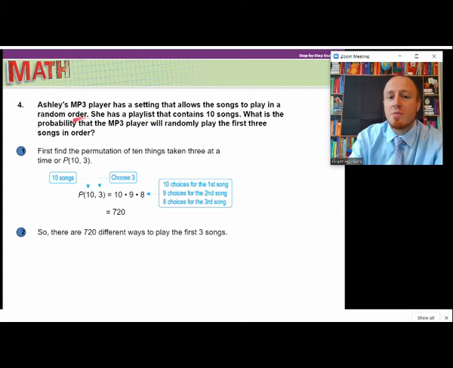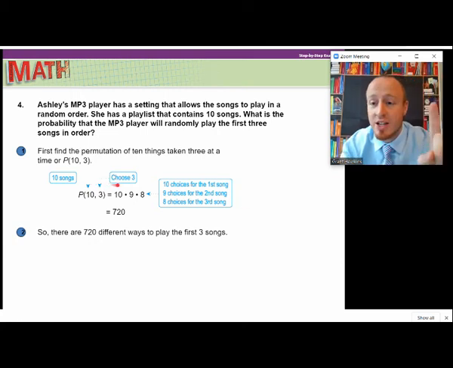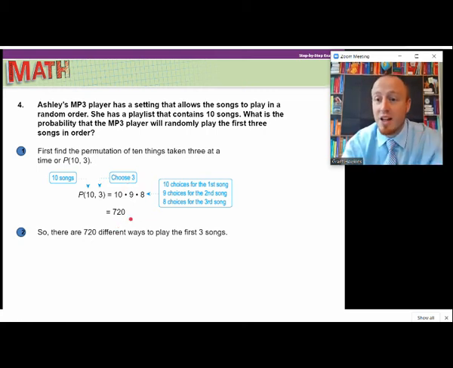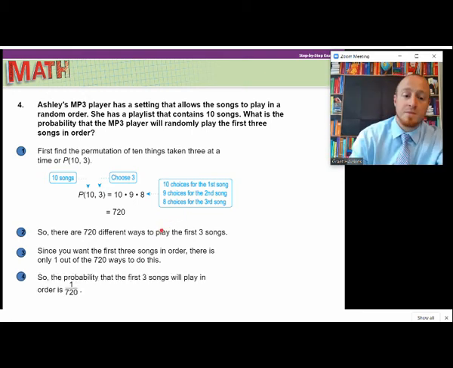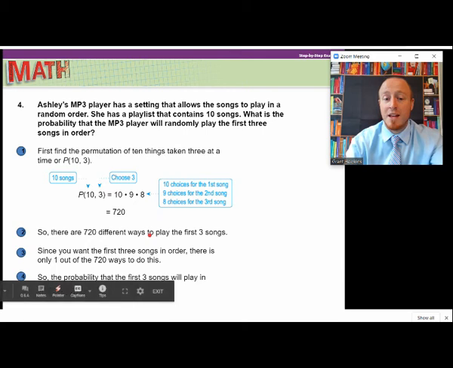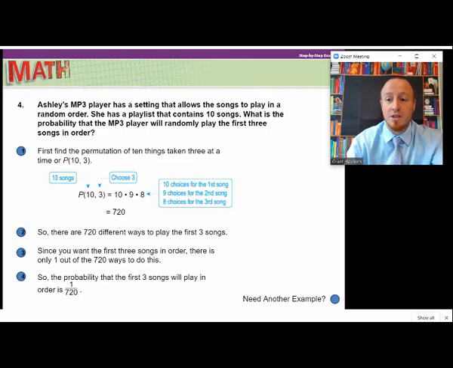So then it says, what is the probability that the MP3 will randomly play the first 3 songs in order? Well, the first song is number 1, so there's only a 1 in 10 chance. The second song, it's only a 1 in 9 chance. There's only one combination for it to play in that order, right? It's going to be 1 out of 720. So that's the probability. Let's see if they made that a percent. They did not. If you were to make that a percent, it would be very, very small.